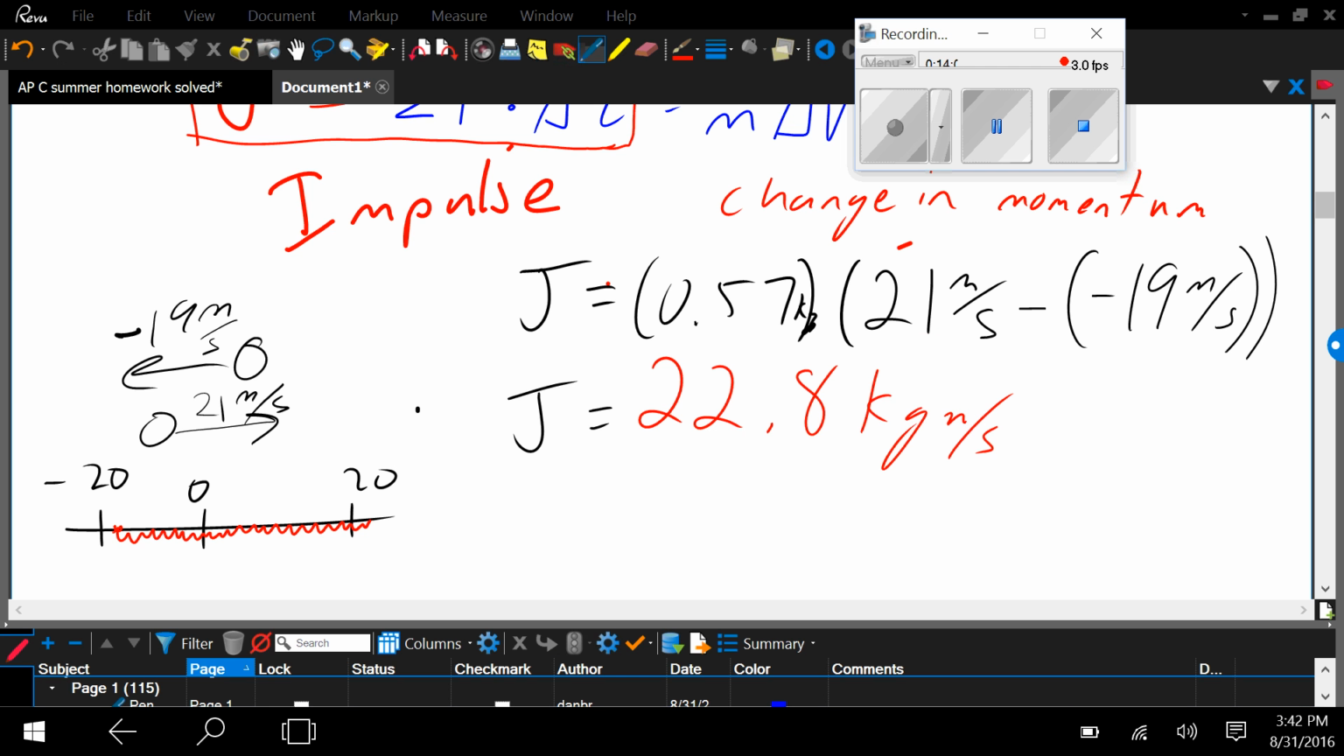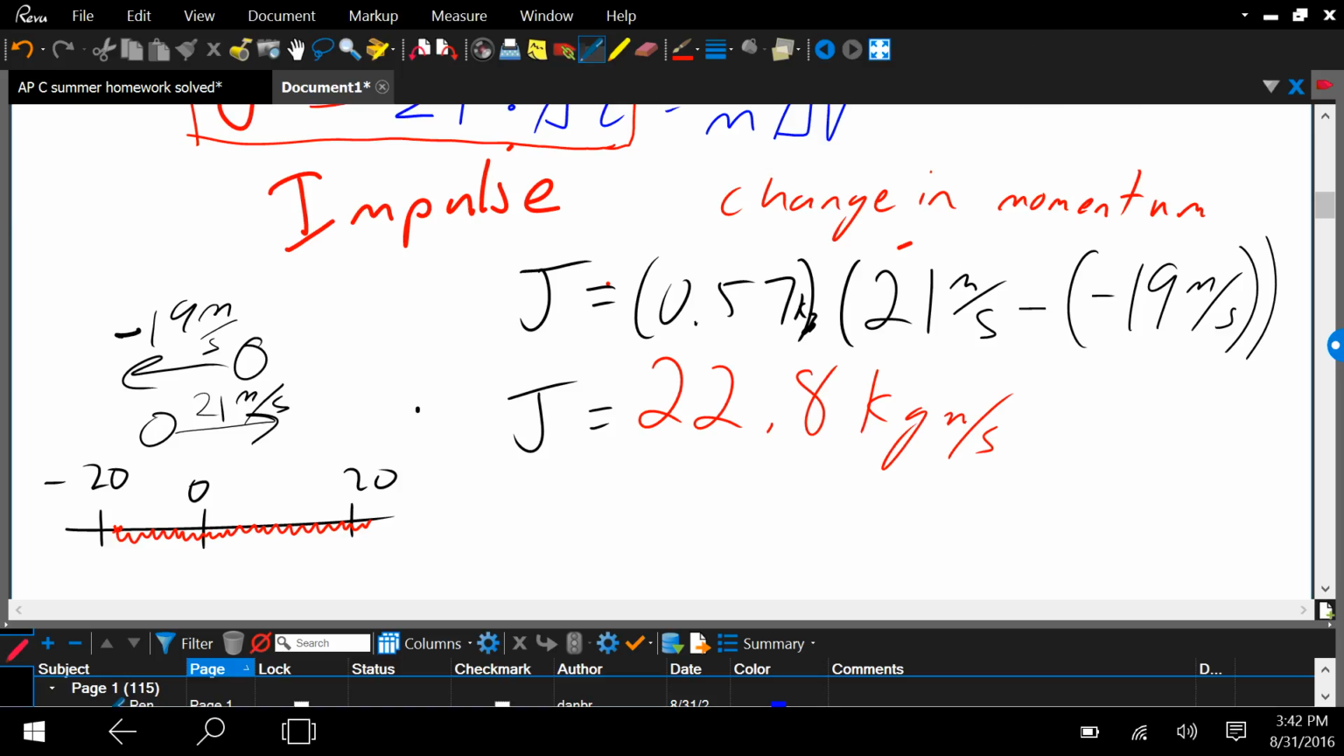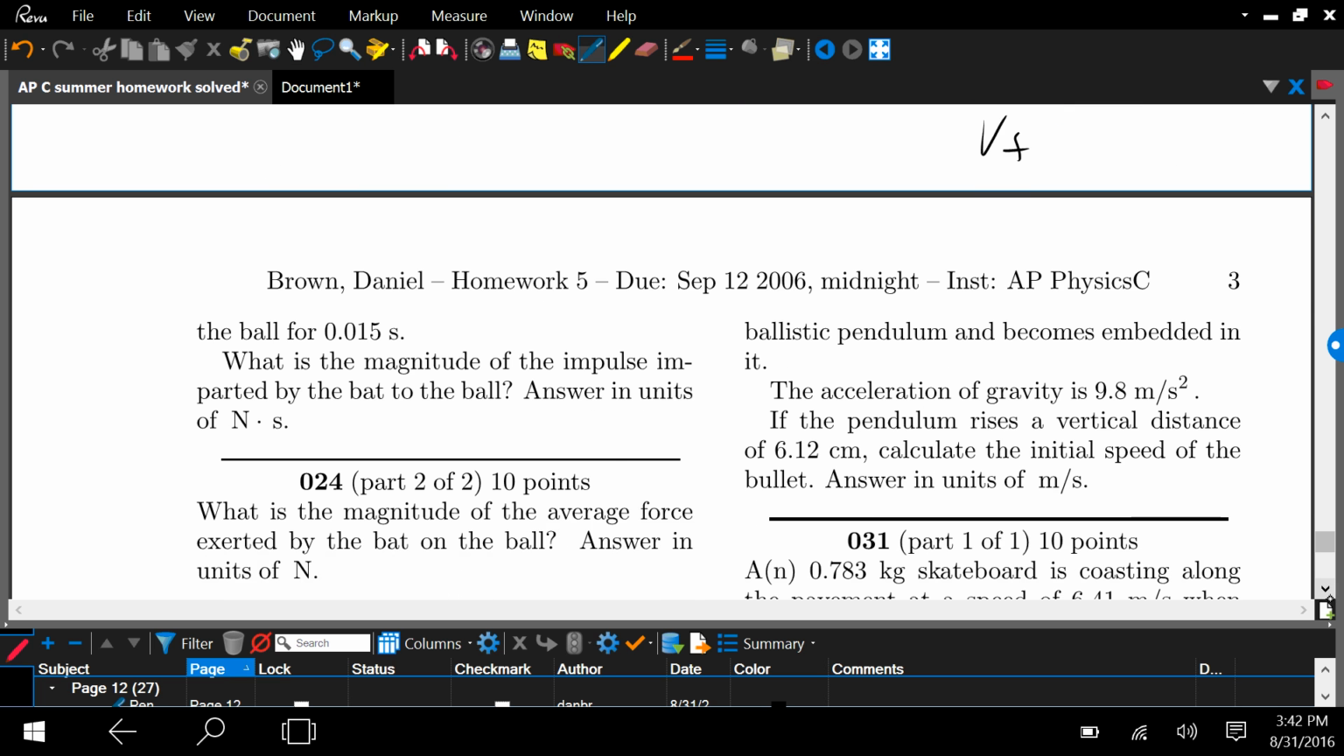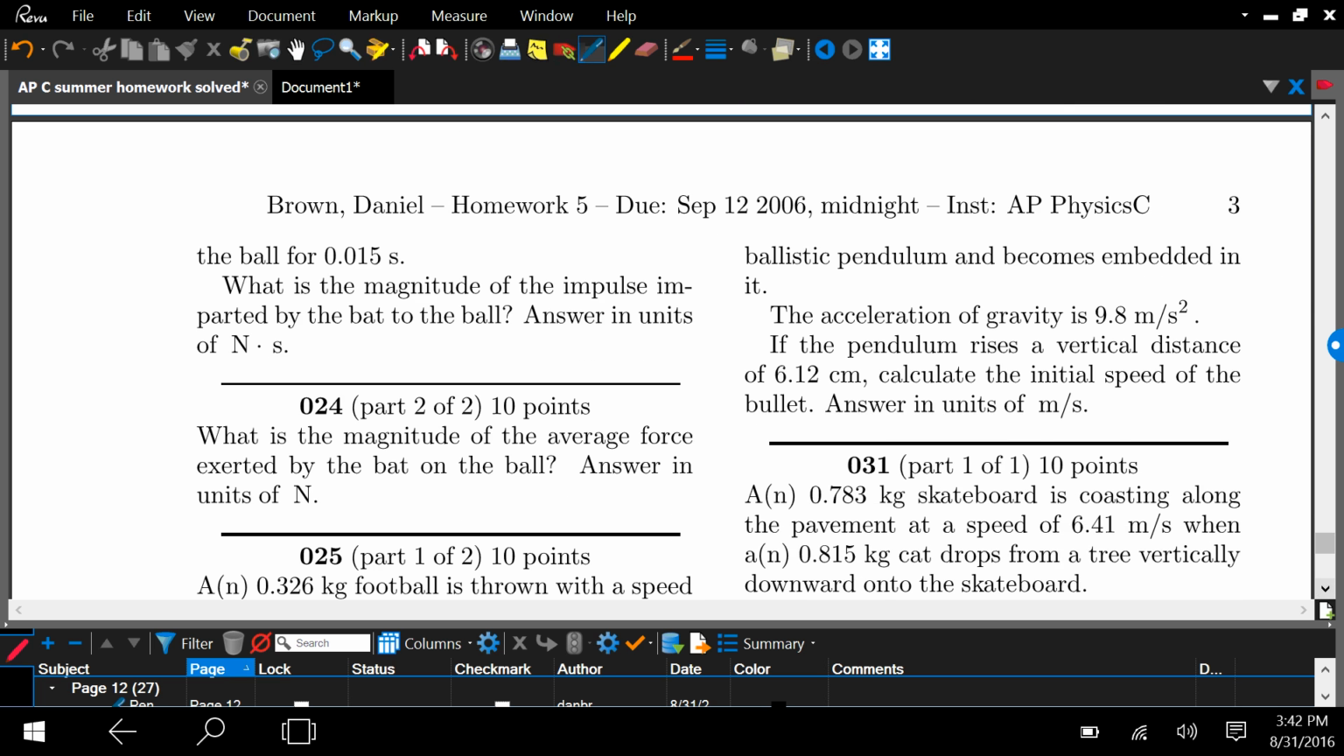I got 22.8. The units are kilograms times meters per second. It's the same as momentum because you're multiplying mass times a velocity there. Let's look at the second piece of this. The second piece of it will involve the time, and the left-hand side, or the impulse side of the equation, wants to know what's the magnitude of the average force. Please note this force here is an average.